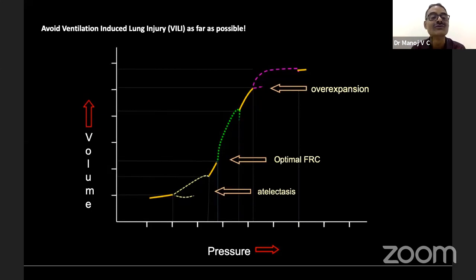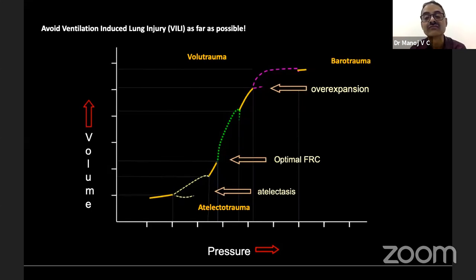And ventilation induced lung injury is what we want to really avoid at all points. If you use excess volume, that is, if you do not target volume and volume overshoots, you get volutrauma, the worst. And on the other aspect, if you do not use adequate PEEP, you get atelectrotrauma. So these two are the ones that you are really worried about. There are other traumas as well.